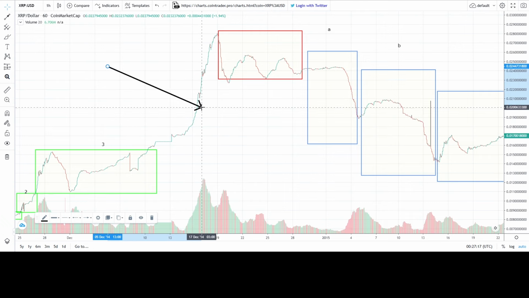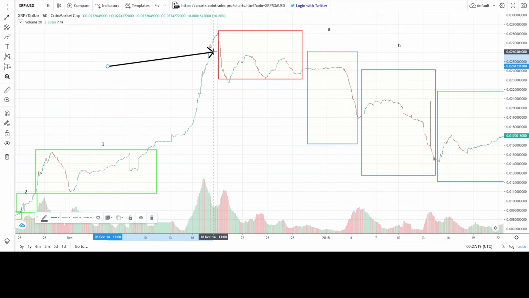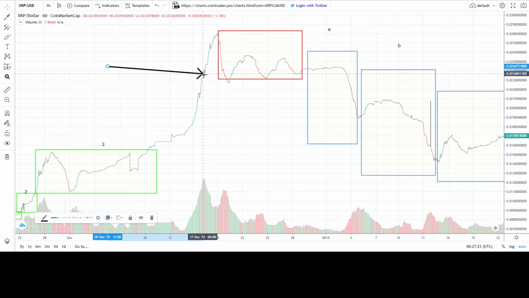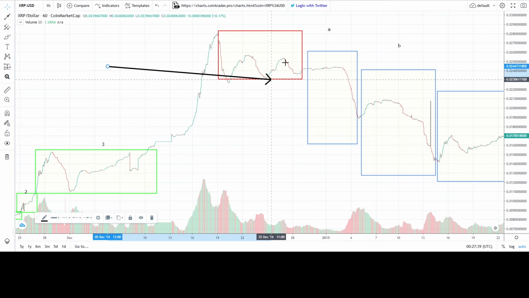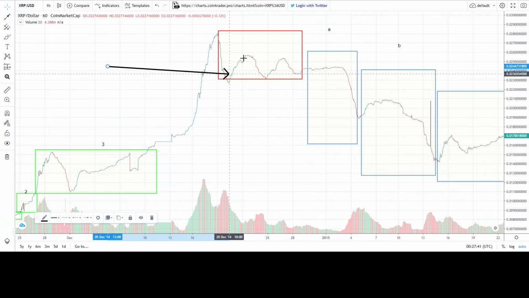So 1, 2, 3, 4, 5, 6, 7. When you see a structure, a pullback like this, count it all as 1, and these tiny little things you ignore. You're basically looking for similar sized pullbacks to take place. This is your typical peak. It has a larger peak with 2 smaller peaks.